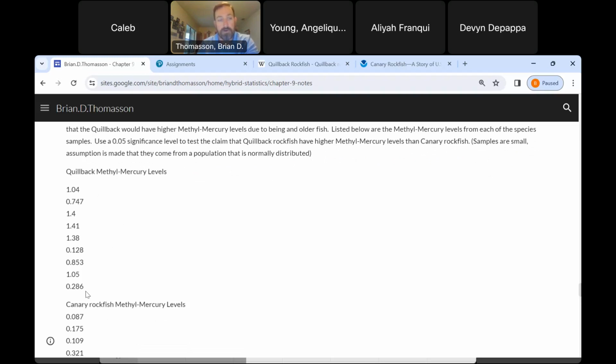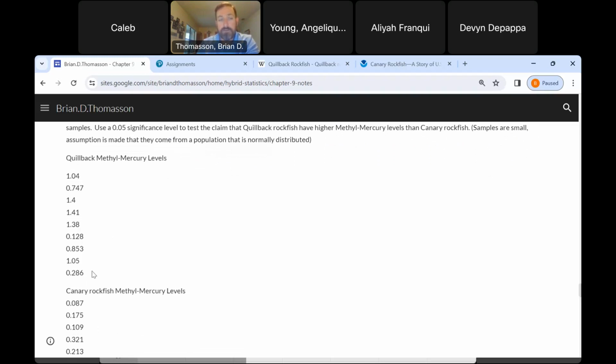We only have 10 or 12 here, looks like 9 maybe. So let's compare these two. Now the difference between this and the last problem we did is we don't have the summarized data. We have the actual raw methylmercury levels that we sampled. So we want to compare these, and our claim is that quillback have higher methylmercury. So the first group is larger than the second, so it's going to be a right tail test, or greater than. So let me show you how to do that on StatCrunch.